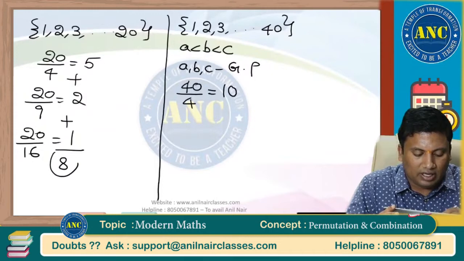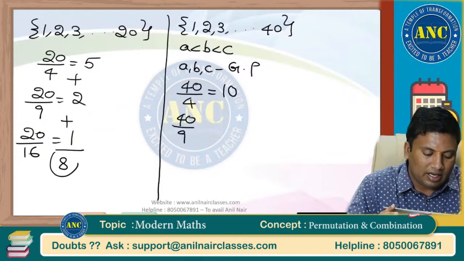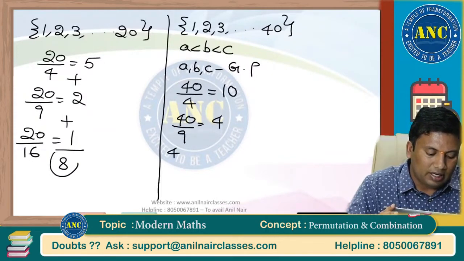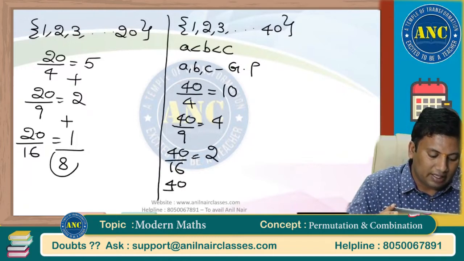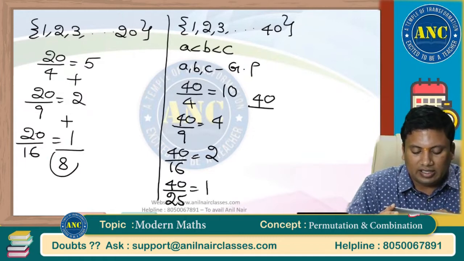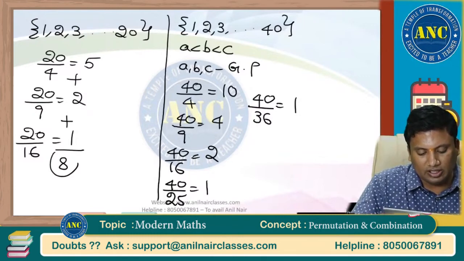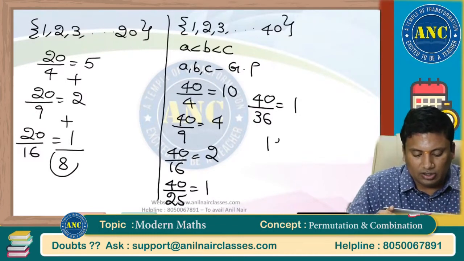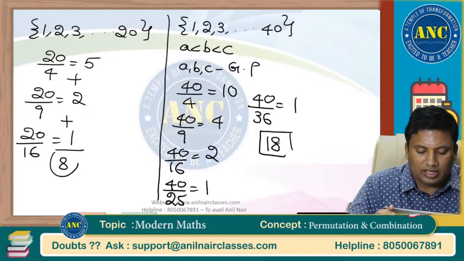40 by 4 is 10. 40 by 9 is 4. 40 by 16 is 2. 40 by 25 is 1. 40 by 36 is also nothing but 1. So 10, 4, 2, 1, 1, total 18 values directly you will get.